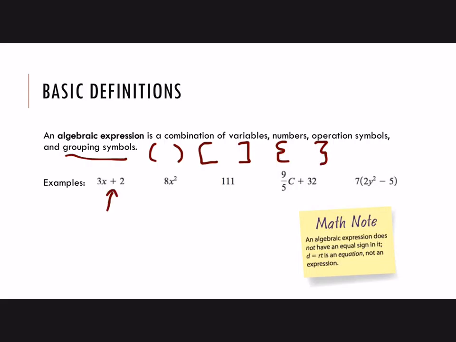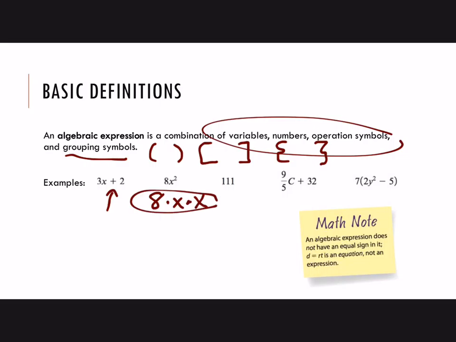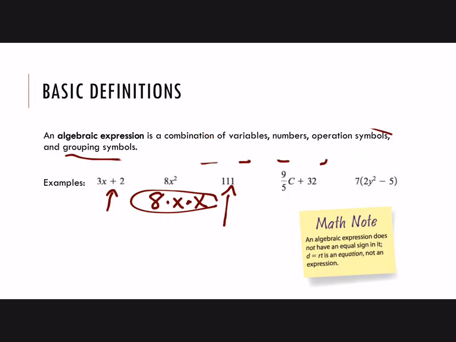8x squared. Okay, so we're using an exponent here, and that wasn't in our list of things. You can think of it as an operation, or you can think of it as just a shorthand way of writing x times x. And in that case, we just have numbers and variables in this expression. 111. Something doesn't have to have all of these things. It could just be a single number, and that counts as a very simple type of expression. 9/5 c plus 32. And then 7 times the quantity 2y squared minus 5.